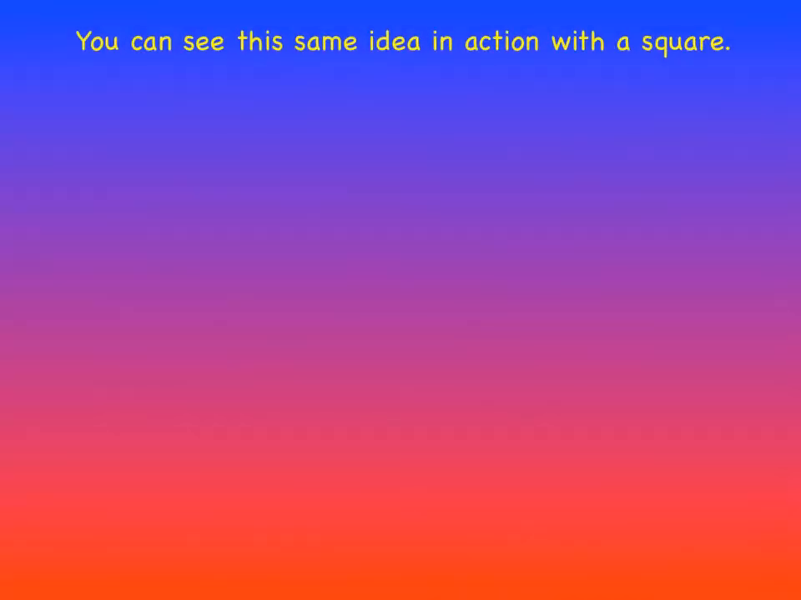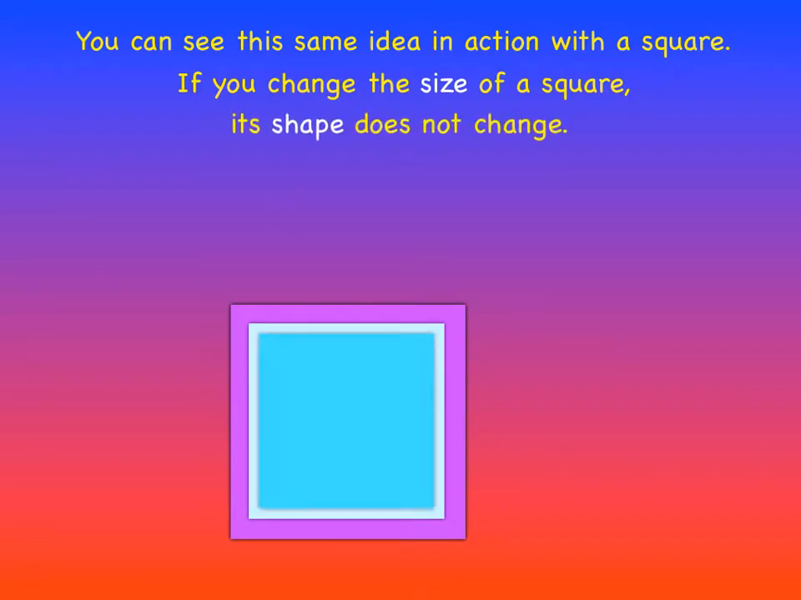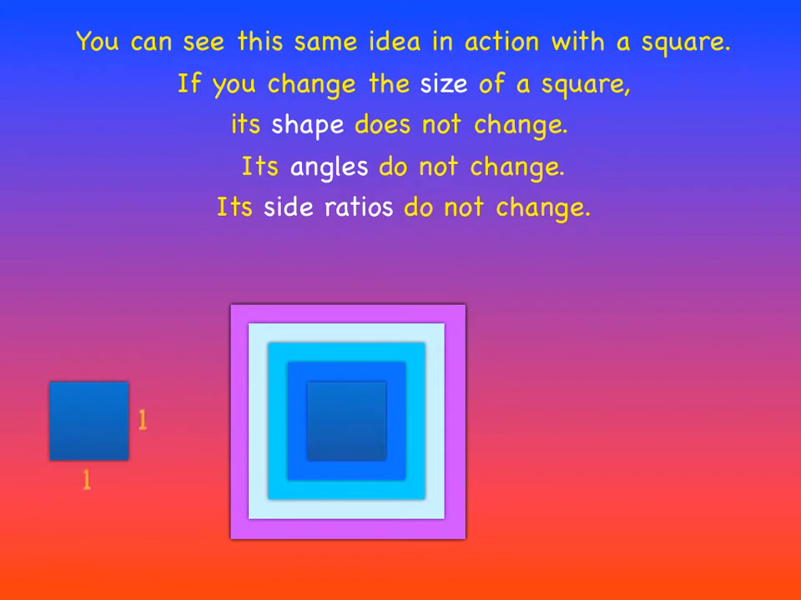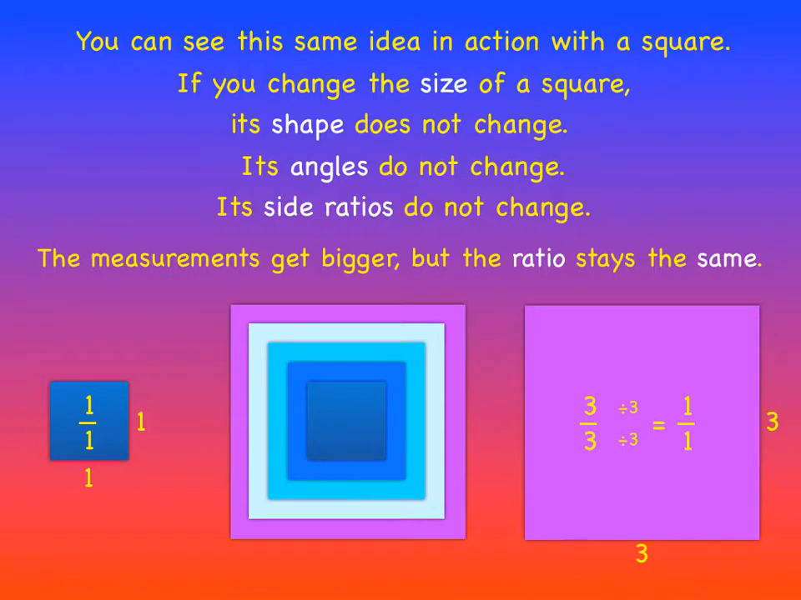You can see this same idea in action with a square. If you change the size of a square, its shape does not change. Its angles do not change. Its side ratios do not change. For example, the sides here are 1 and 1, and in the big square, the sides measure 3 and 3. On the left, the ratio is 1 to 1. On the right, the side-to-side ratio is 3 to 3, but that simplifies or reduces to a 1 to 1 ratio. The measurements get bigger, but the ratio stays the same.